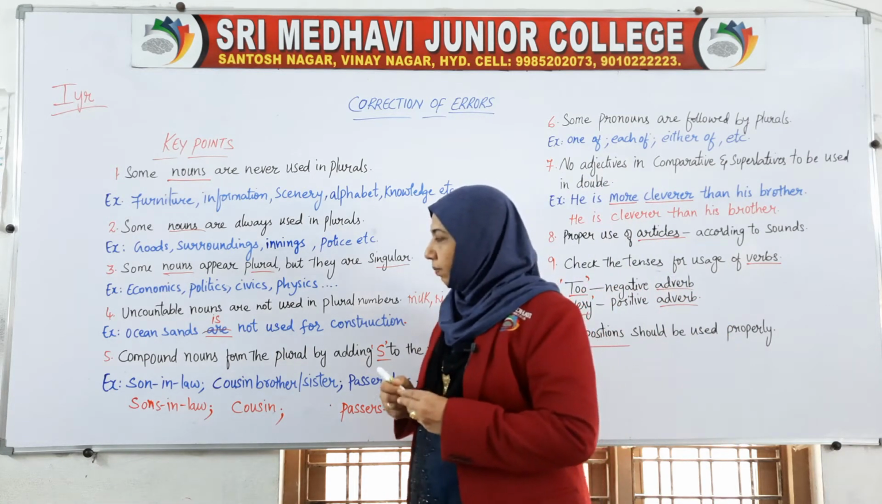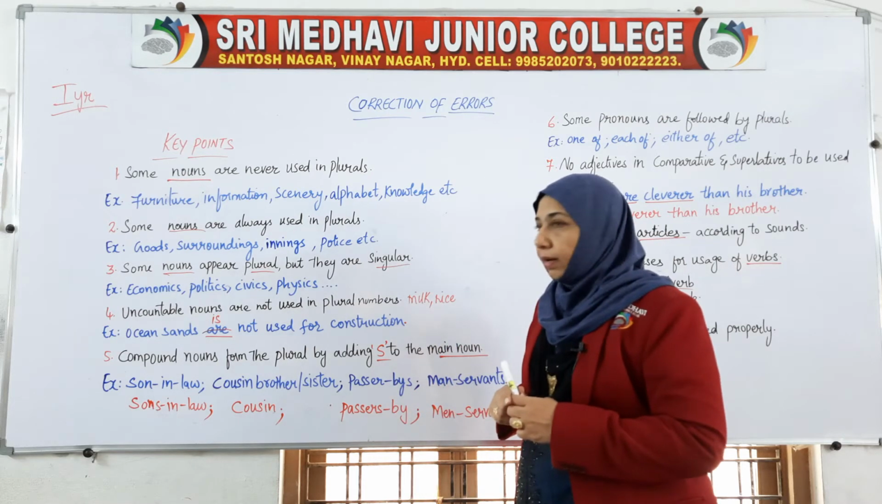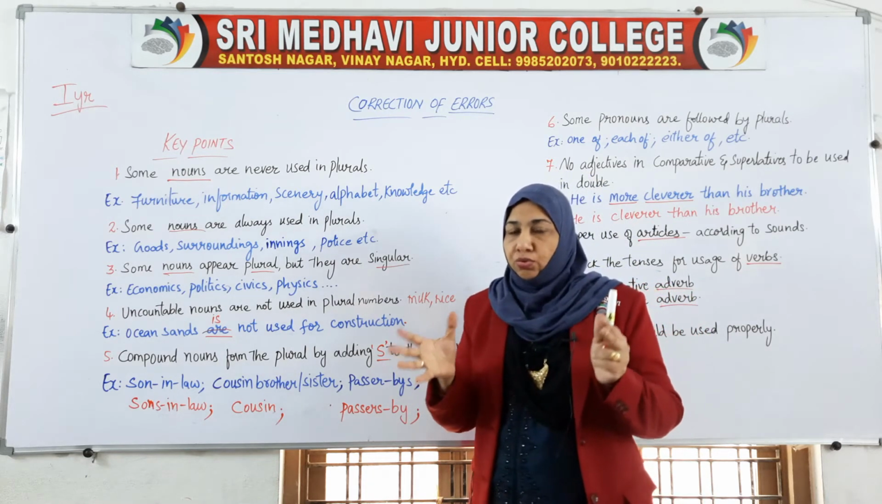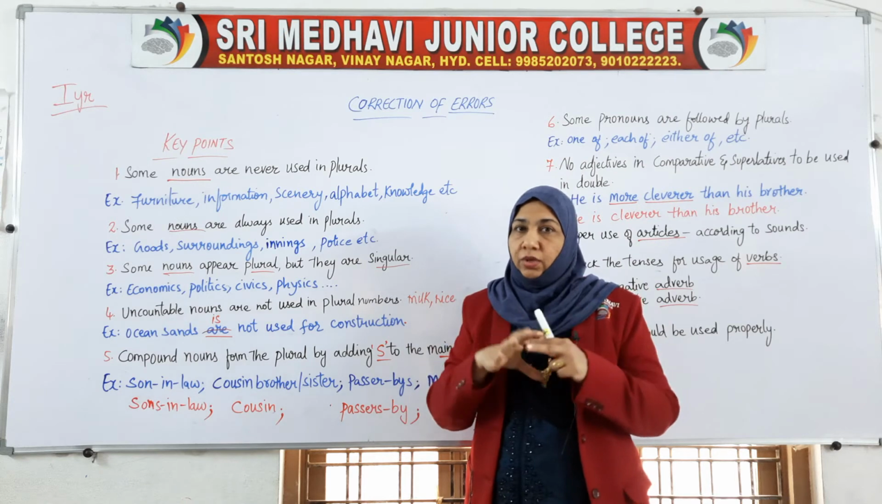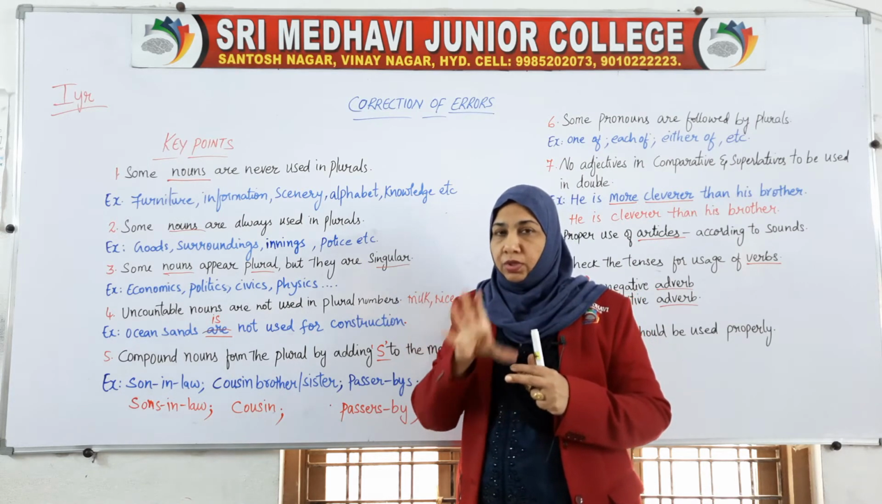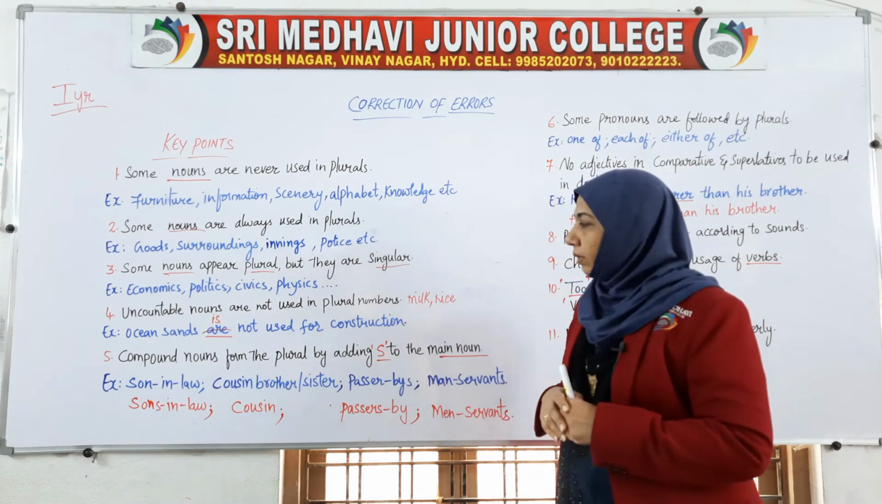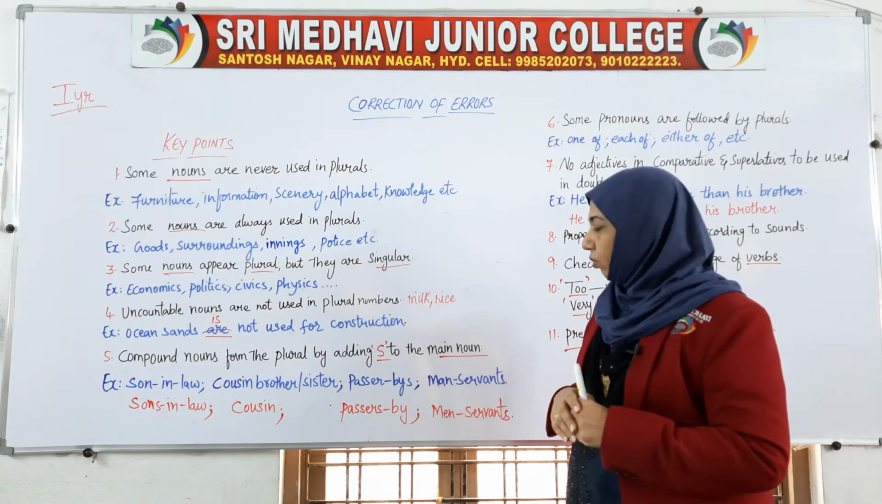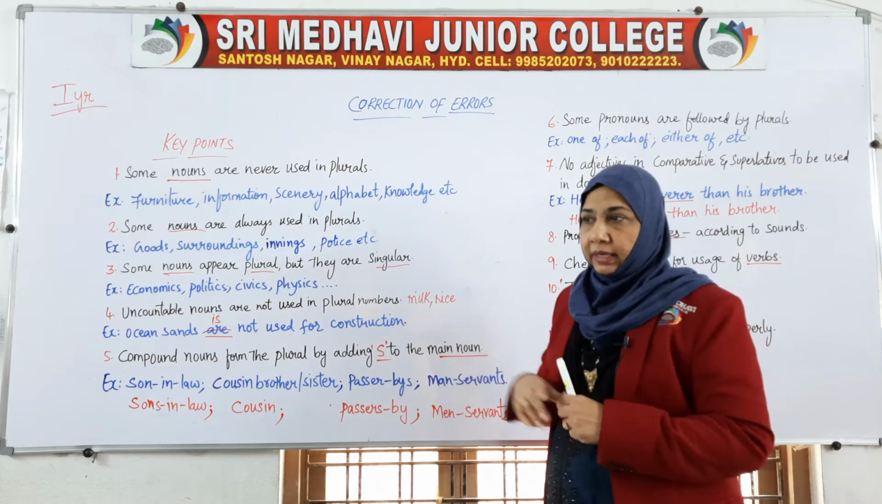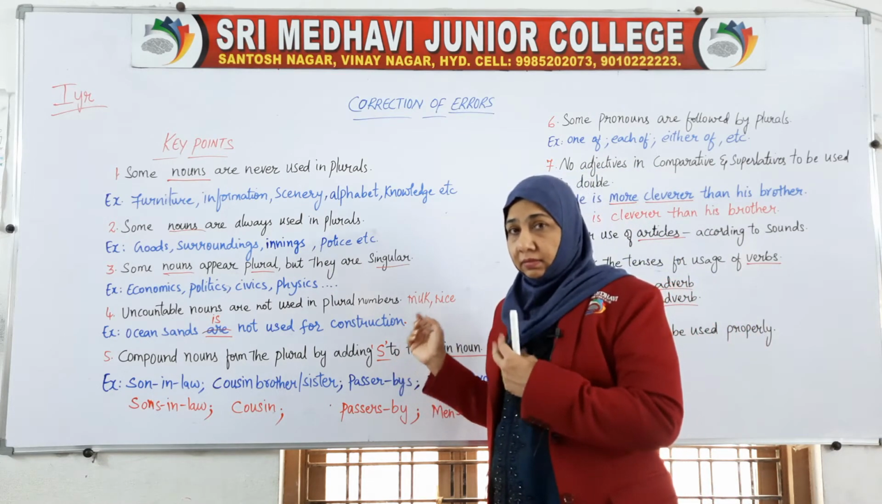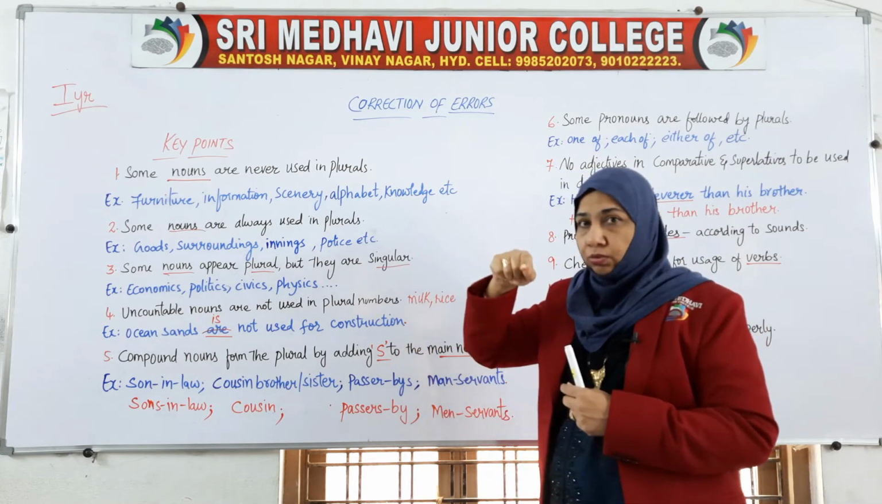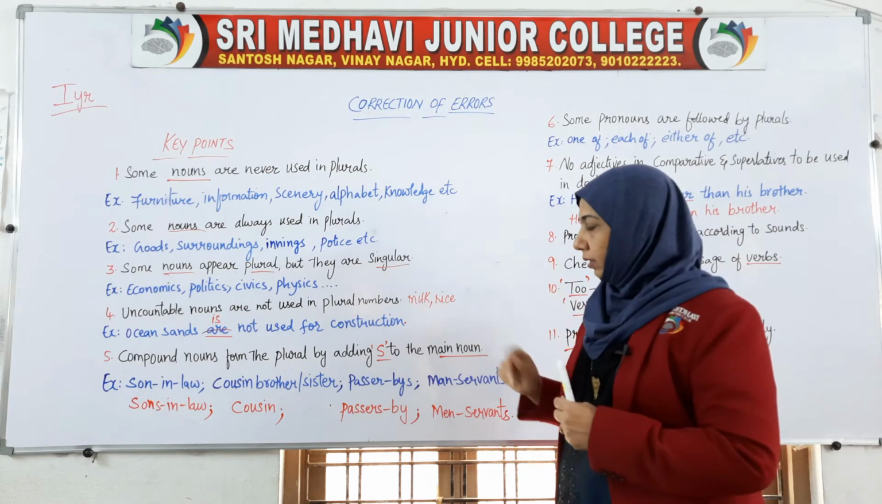Now next is the compound nouns. Compound nouns are formed when two or three nouns are joined together, with a preposition in between or something, and then we can call it a compound noun. Form the plural by adding s to the main noun. They get only s added to the main noun, not to the other parts.